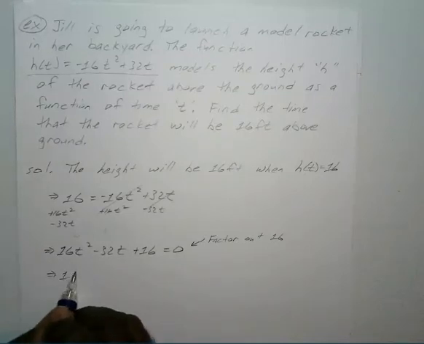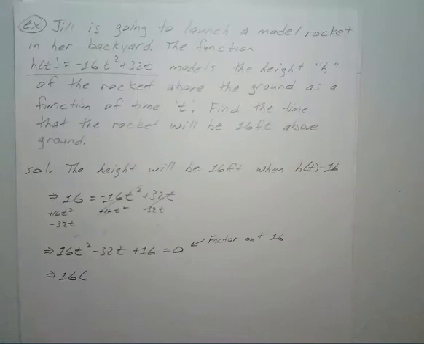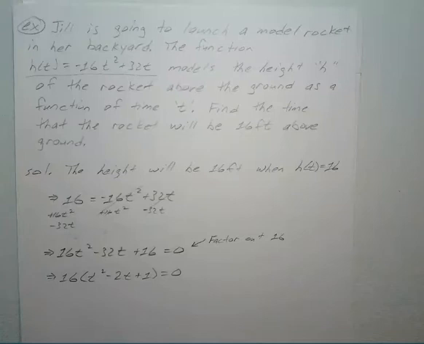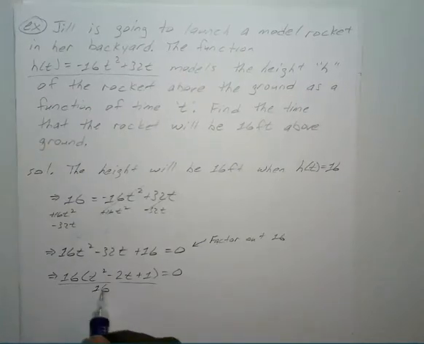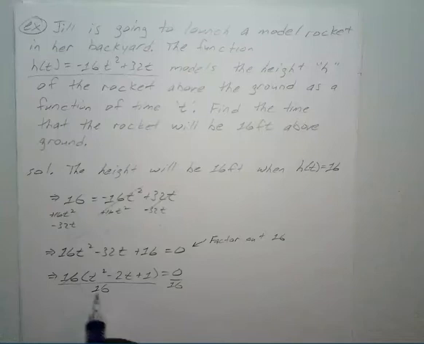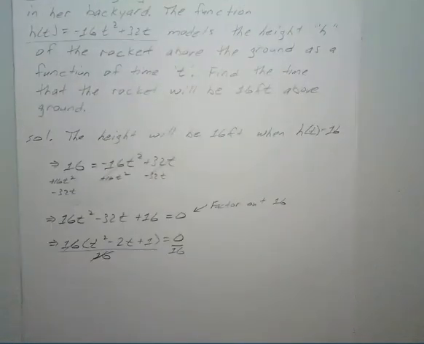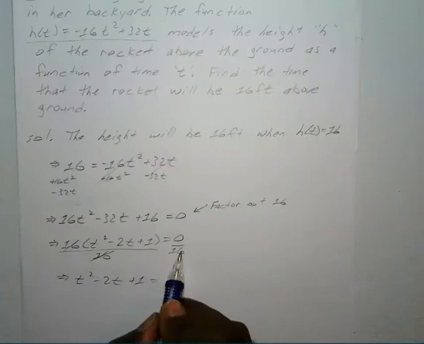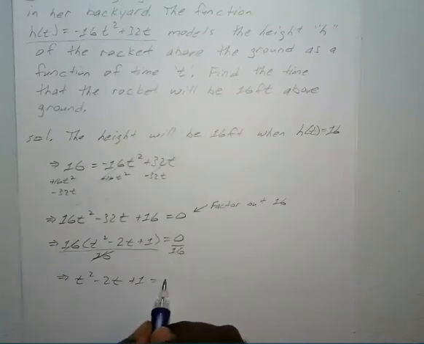Okay, so if you factor out a 16, that would leave you with t squared minus 2t plus 1 equals 0. And since you just factored out a numerical value and you didn't factor out a variable, you can just divide both sides by that numerical value, where those two 16s cancel each other out. So you end up with t squared minus 2t plus 1 equals 0, because 0 divided by any non-zero value is just 0.